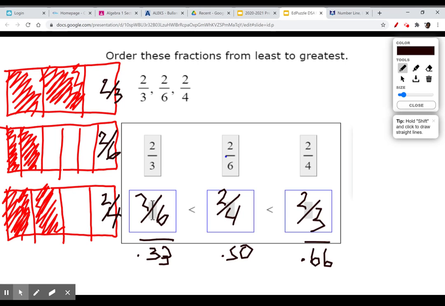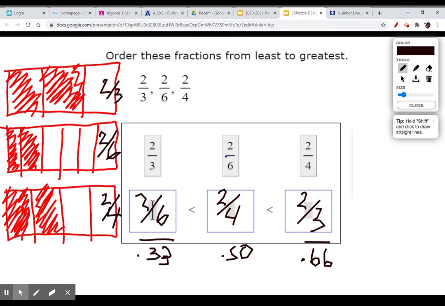So we can also see if we just divide each fraction, 2 divided by 6, 2 divided by 4, and 2 divided by 3, you can see that 0.66 is clearly the largest, and this fraction that it's equivalent to is therefore the largest. So that's two strategies that you can use, okay?